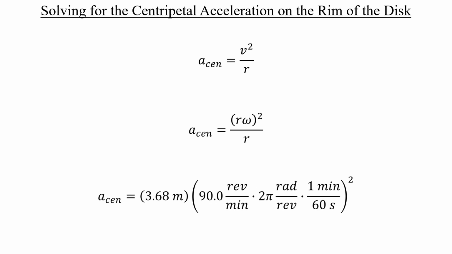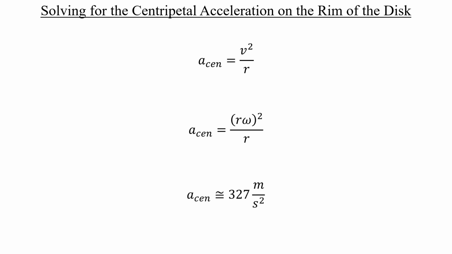When I punch all of this into my calculator, I get the following result. Approximately 327 meters per second squared. And that is our answer for part B. And we are now done.